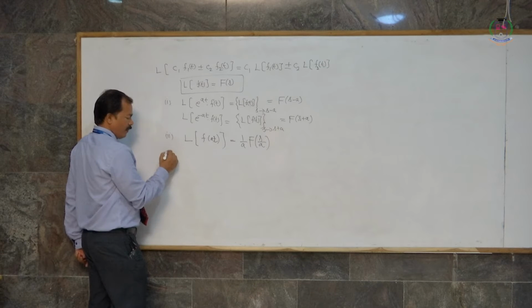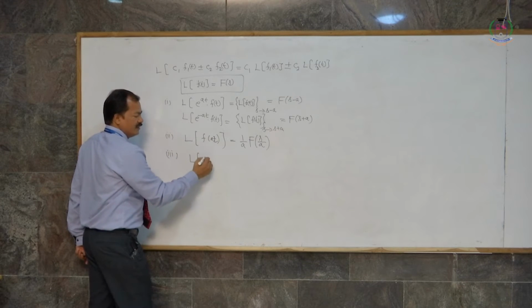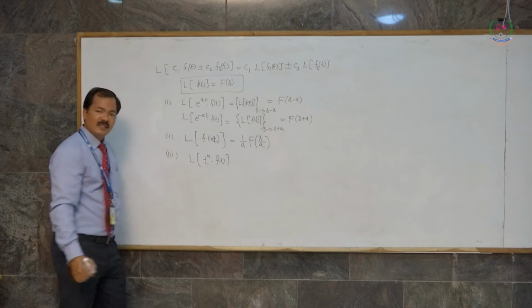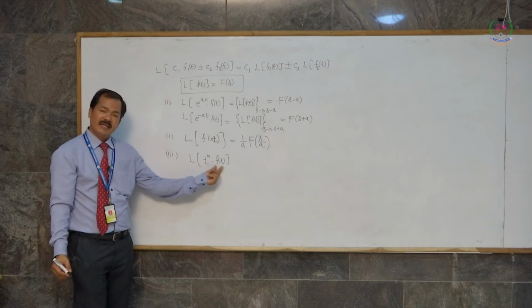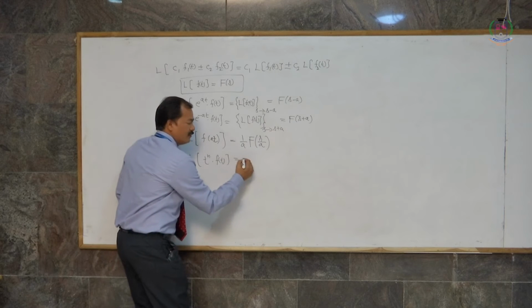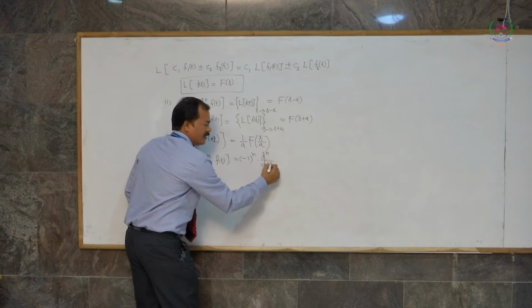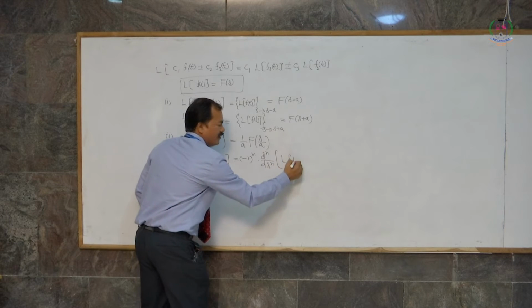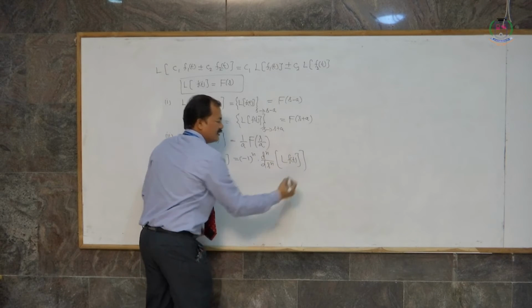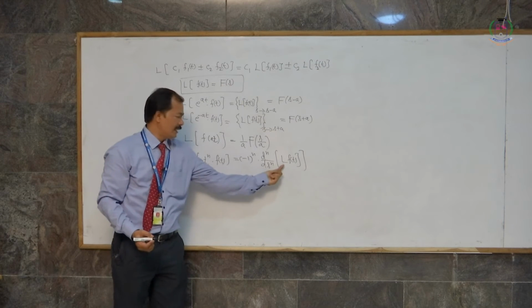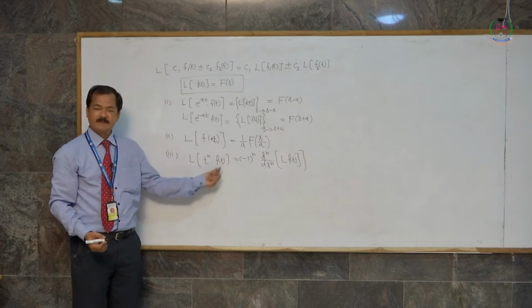The third thing, Laplace transform of t power n into f of t, is equivalent to minus 1 to the power n times you differentiate n times with respect to the parameter s into L of f of t. If you want, you can replace this L of f of t by F of s, that is nothing but the Laplace transform of f of t.